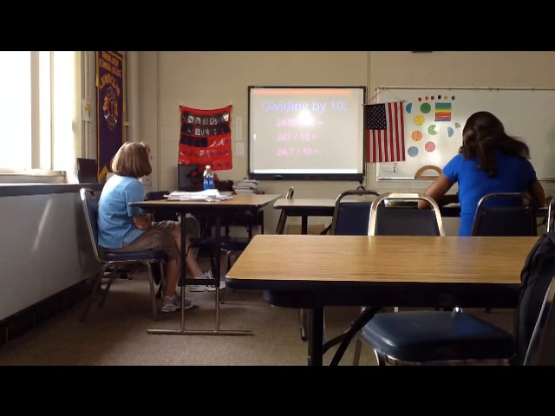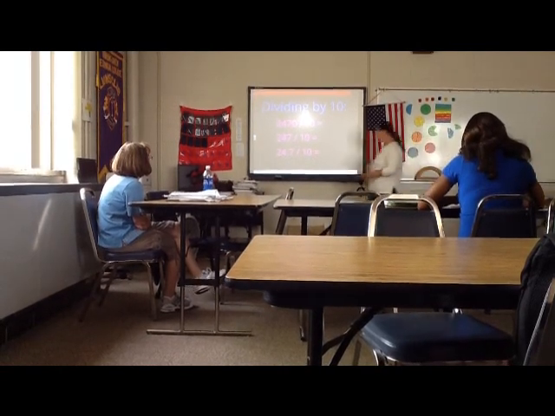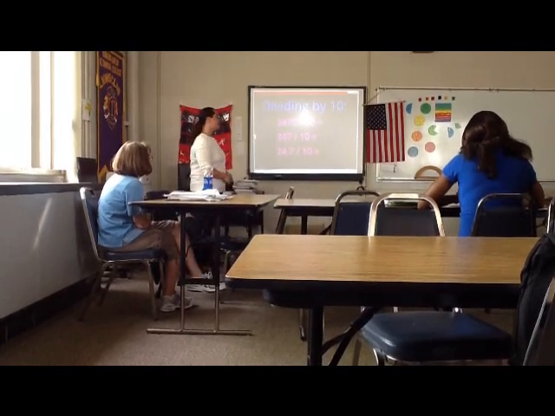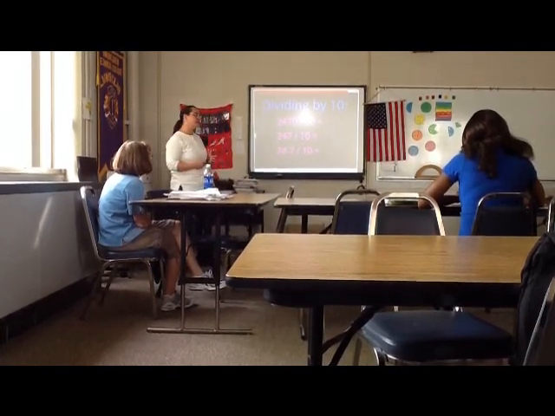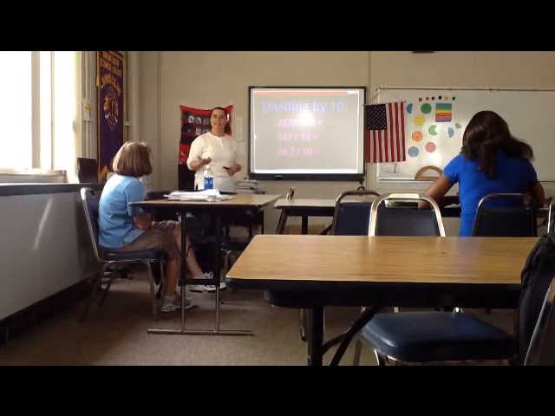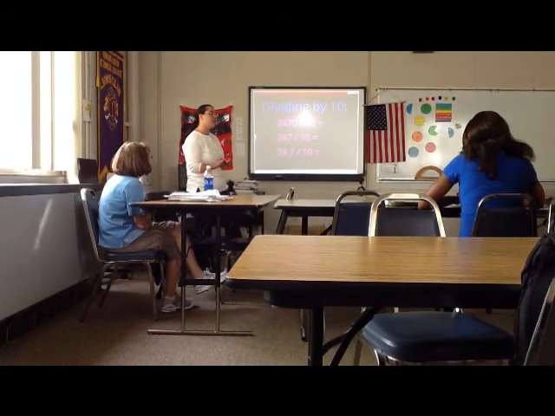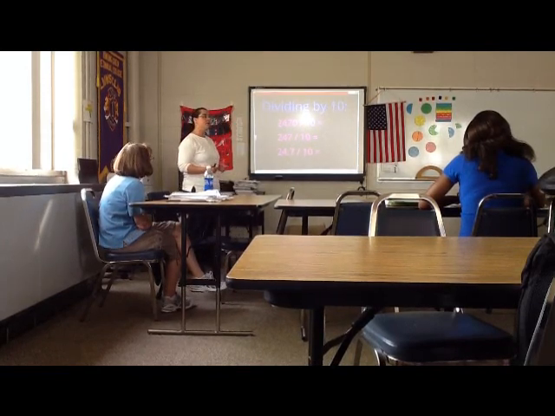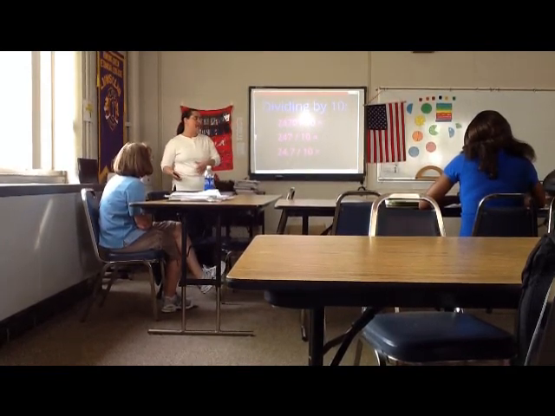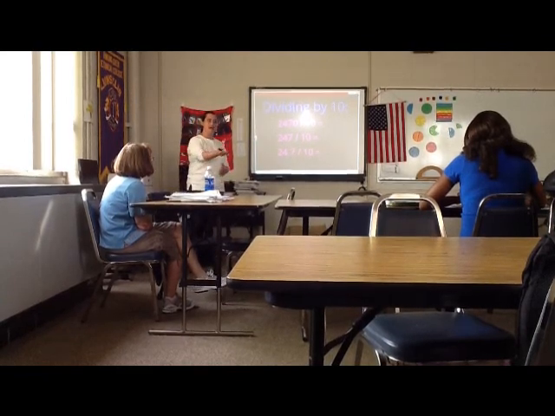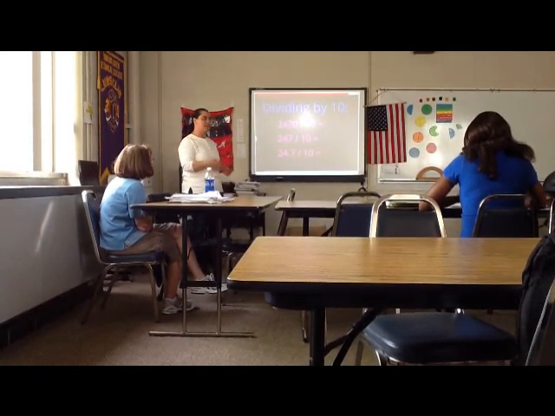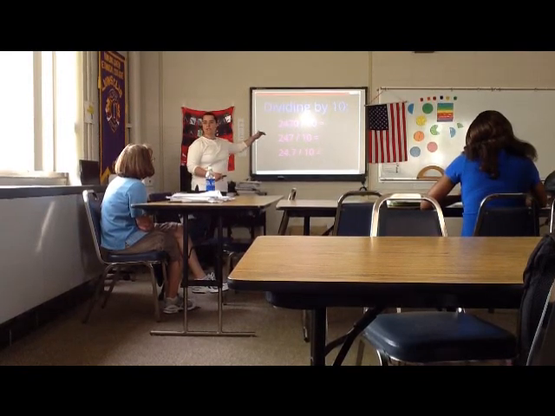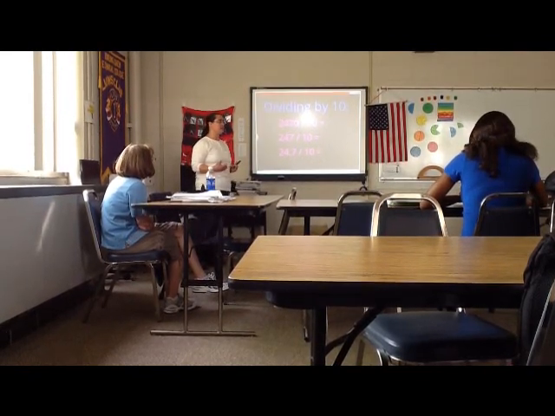Okay, and we also need to discuss what happens when I divide by 10. So in this example, I've got 2,470 divided by 10. And we've talked before about operations that are opposites. So the opposite of multiply by 10 is what? Divide by 10. And so we're doing the opposite. So when I take 2,470 and divide by 10, what is my answer going to be?